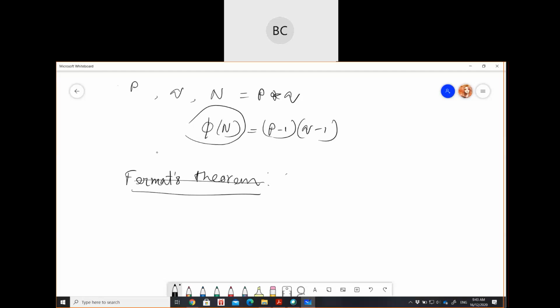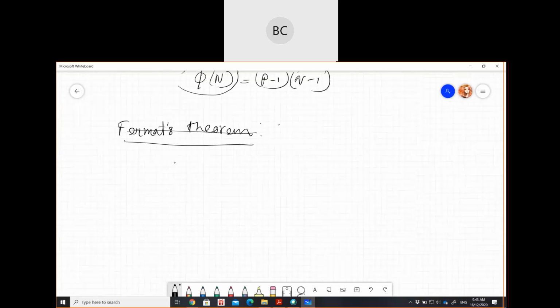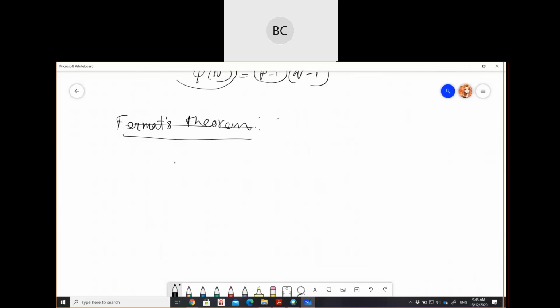Anyone know about Fermat theorem? It looks like I got the whole thing. Okay, you said no. So what is Fermat theorem? Or you can also say Fermat's theorem.